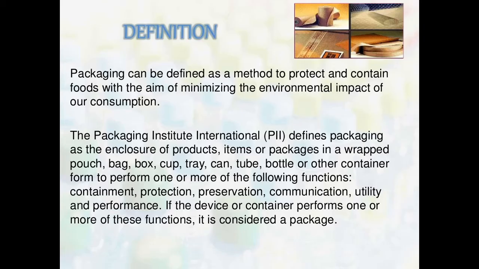There are different definitions which define what is packaging. All in all, we can say it is a method to protect and contain the food with the aim of minimizing the environmental impact of our consumption. Now, different kinds of packaging which are available in the market, we all know, are pouches, bags, cups, trays, tubes, bottles, which can be of plastic, glass, aluminum foils, laminates. It is a device or a container which performs one or more functions.